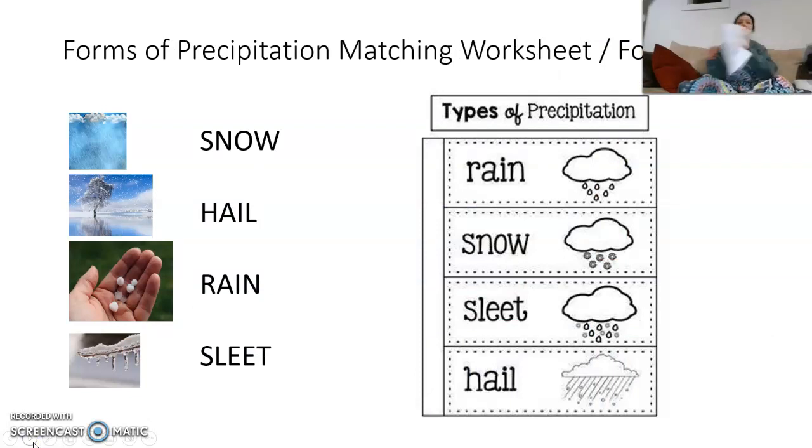So that brings me to this worksheet first. Now that you know what snow, hail, rain, and sleet are, you have this worksheet right here. You're going to draw a line to whichever one is snow, which one's sleet, which one's rain, which one's hail. You're going to draw a line to what the picture matches. So you have to draw the line like snow, draw it to snow, draw it to the hail, whatever on this worksheet.